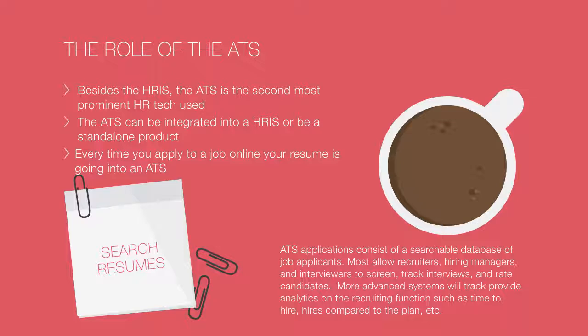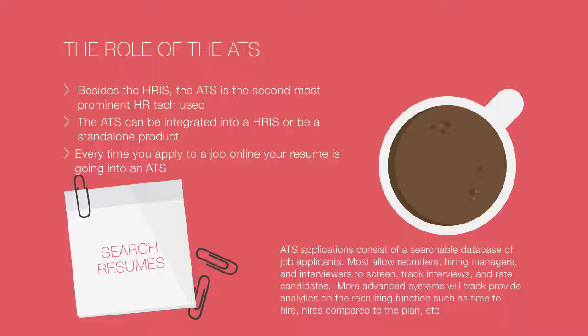So the applicant tracking system, the ATS, the role of the ATS besides the HRIS. I think the three major systems for any company usually are the HRIS, the payroll, and the applicant tracking. You can have an HRIS that includes the payroll and the applicant tracking, or there are some companies that have purchased each of those components separately. And again, I think the applicant tracking system is the second most prominent HR tech that is used.